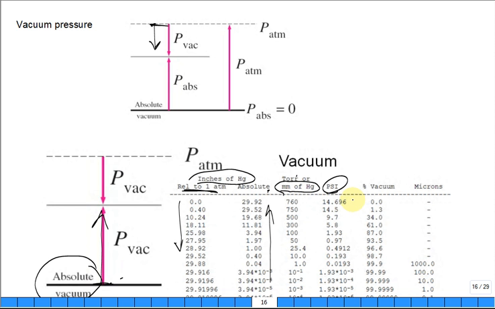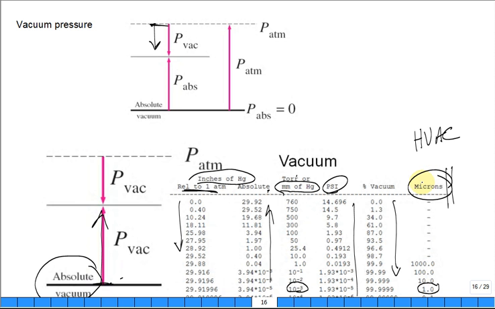PSI, from 0 up to 14.7. A vacuum percentage going down. And then micron, that's even a special unit. 1 micron is 10 to the minus 3 torr, a millitorr. Okay, they use microns in HVAC applications.